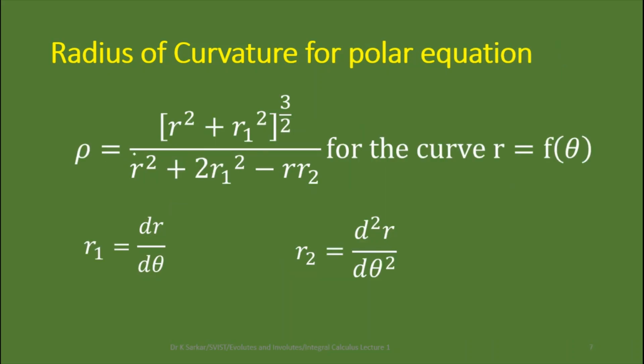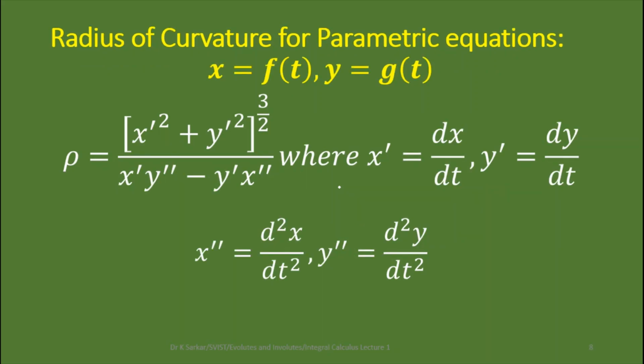This is the radius of curvature for polar equation r equals f(theta), where r1 is dr/d theta and r2 is d2r/d theta 2. And this is the radius of curvature for parametric equation x equals f(t), y equals g(t), where x dash is dx/dt, y dash is dy/dt, x double dash is d2x/dt2 and y double dash is d2y/dt2.